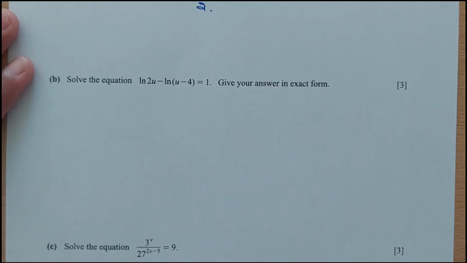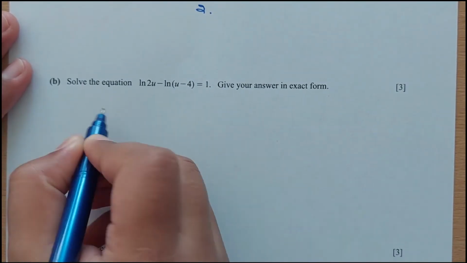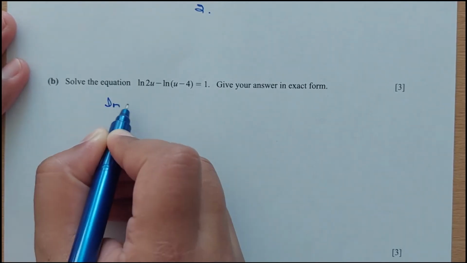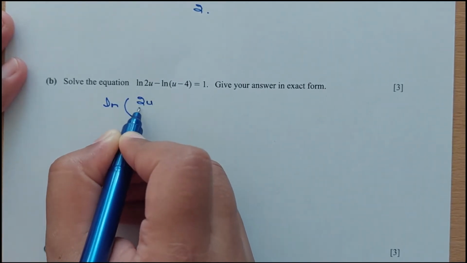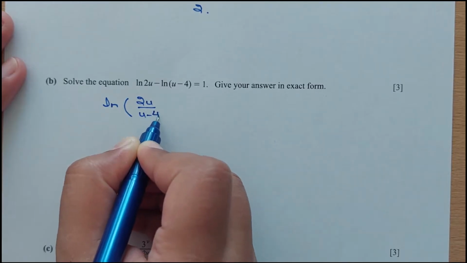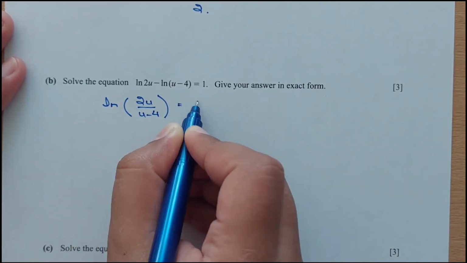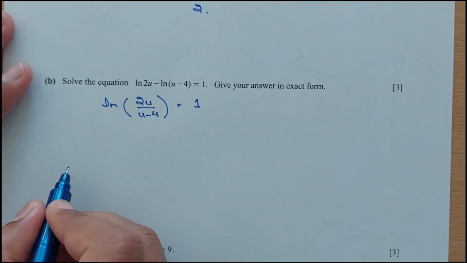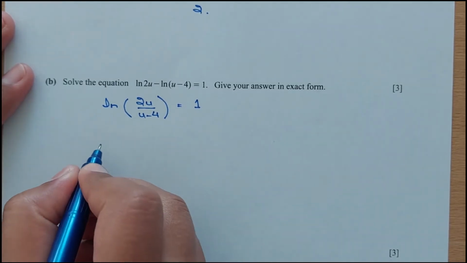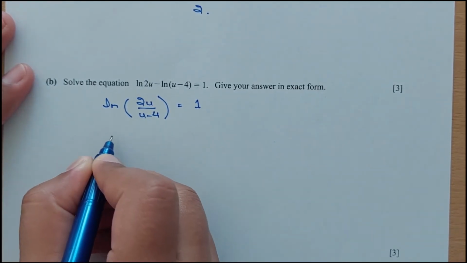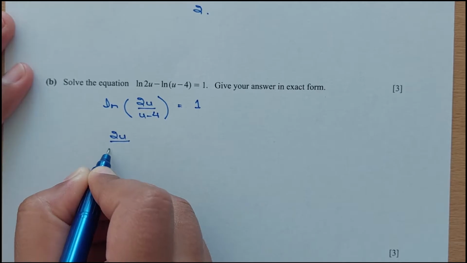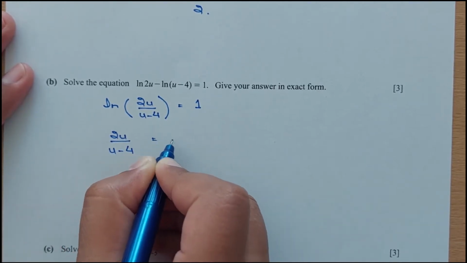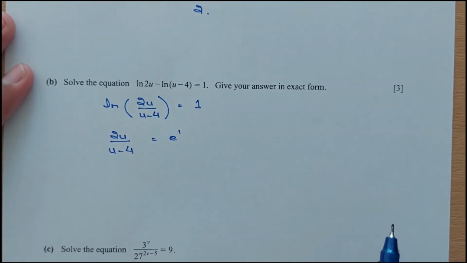Now for the b part, solve the equation, give your answer in exact form. So we have a natural log. Using the property, natural log of 2u divided by u minus 4, because for subtraction we do division, equals 1. Converting natural log to exponential, so taking exponential on both sides, we have 2u divided by u minus 4 equals e power 1, just e.